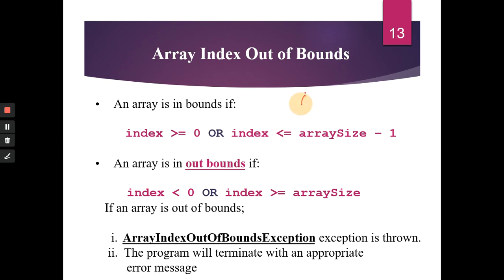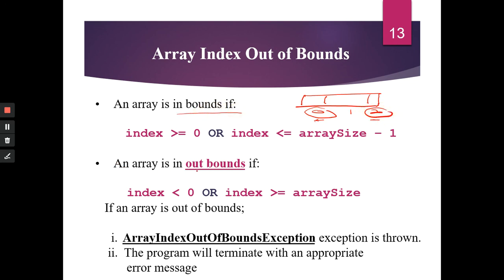Okay, let's say we have one array. The indexes are 0, 1, and 2. So if the index is more than or equal to 0, or index less than or equal to array size minus 1. Our array size is 3 in this case, so 3 minus 1 is 2. So if it is ranging from 0 to 2, then we say it is in bounds.